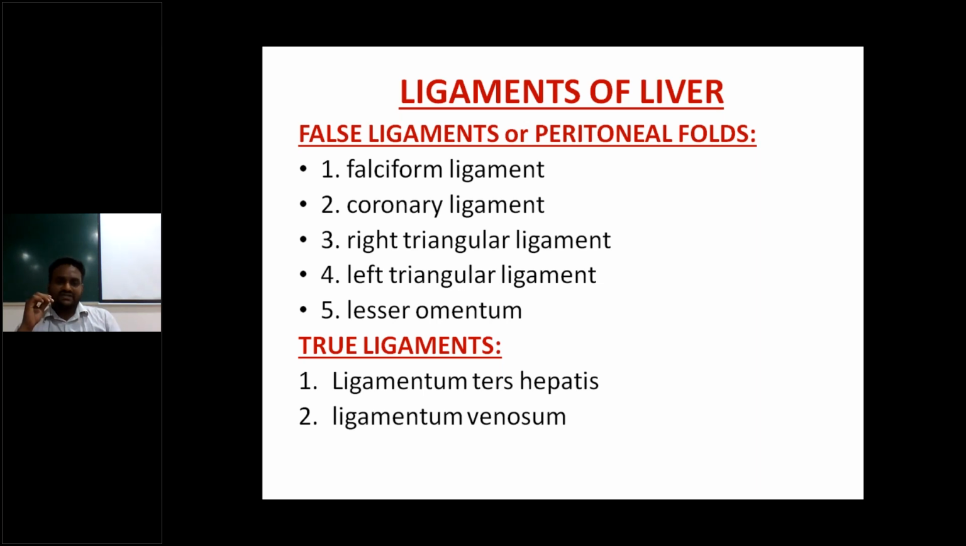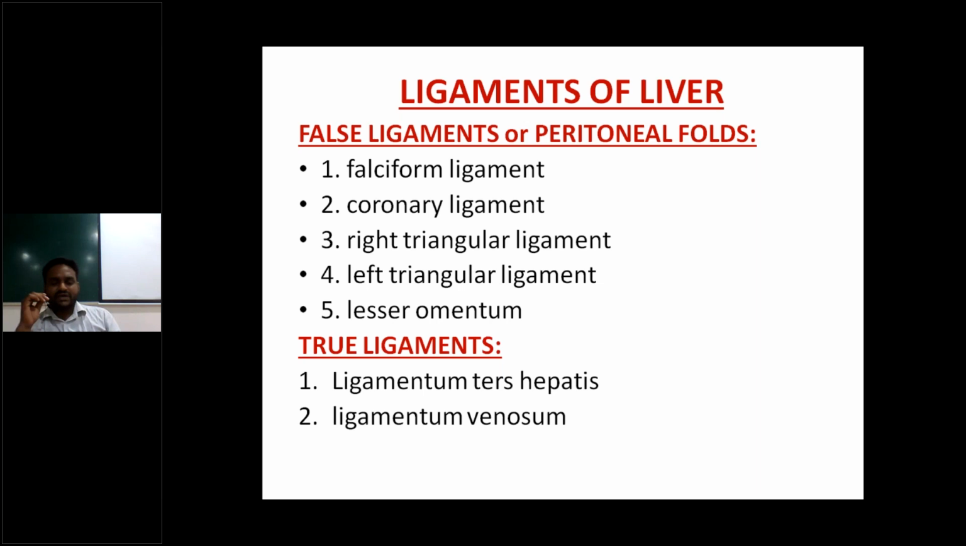In this slide we can see the false and true ligaments. False ligaments are the falciform ligament, coronary ligament, right triangular ligament, left triangular ligament, and lesser omentum. Each one is a short notes question, a 3 marks question. The main important ligaments here are the lesser omentum and the falciform ligament. So go through these peritoneal folds, very important folds or ligaments related to the liver.